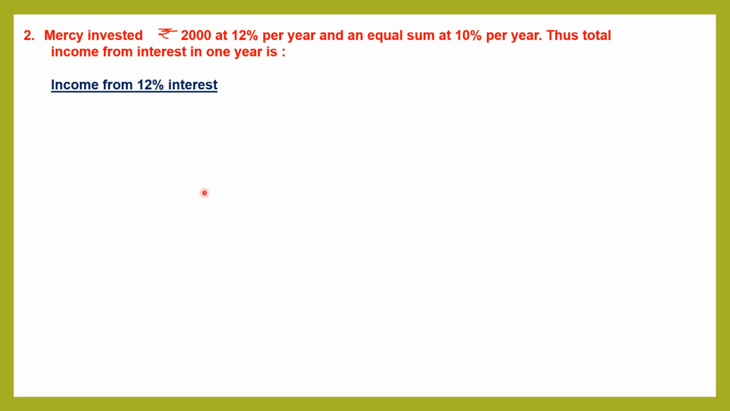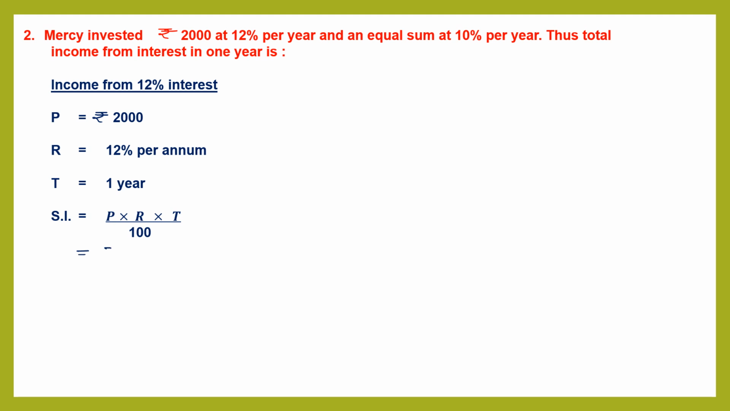So first we'll start with income from 12% interest. So what is given to us? Now principal is given to us, and that is 2000 rupees. The rate is given to us 12% per annum, and the time is given to us 1 year. Now we have to find the simple interest. So simple interest is PRT by 100. So let's substitute and write here. Principal is 2000, rate of interest is 12, and time is 1 year.